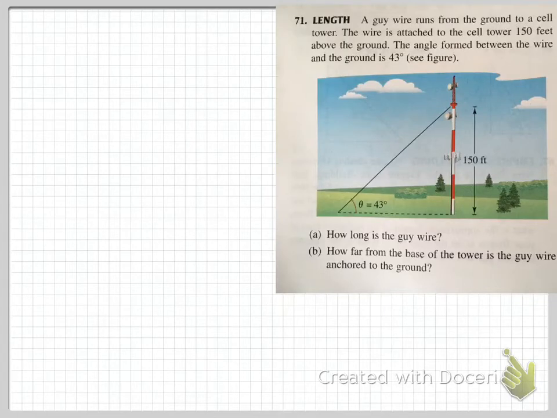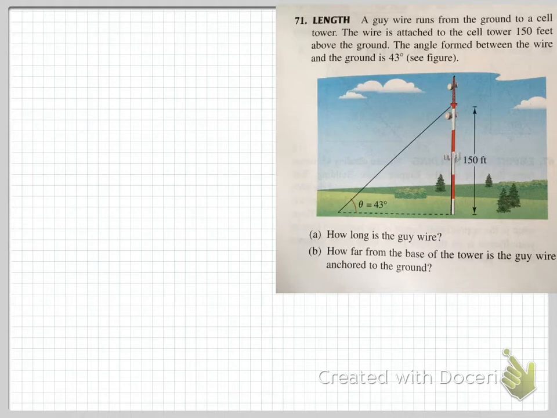Hey everyone, I just want to do number 71 on page 309. This is for section 4.3. And here we go. So we have this guy wire running from the ground to a cell tower. The wire is attached, and it's got the picture labeled here on the right, 150 feet tall is where the wire is attached, and the angle is 43 degrees.